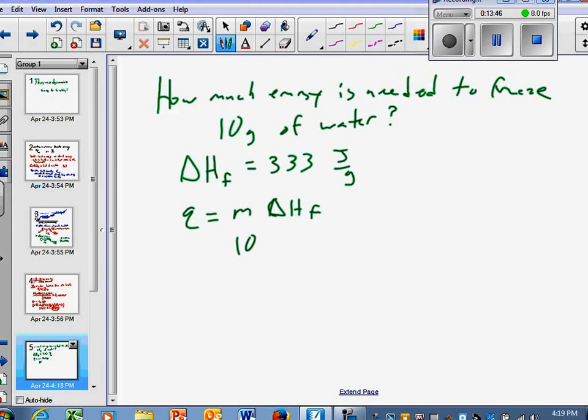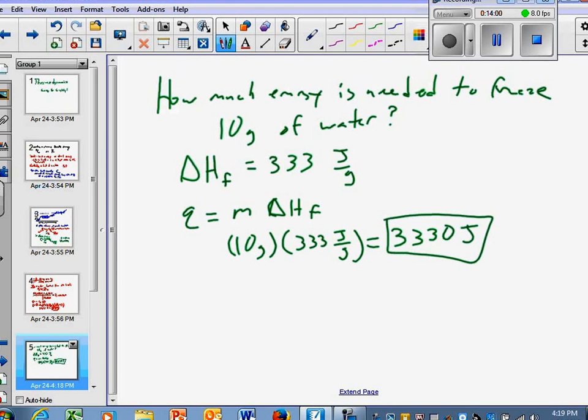Okay, the mass is 10 grams. The heat of fusion is 333 joules per gram. So it is going to take me 3,330 joules to melt that water. Okay, take a second, pause if you need to, make sure you understand what we did there. Okay, welcome back, if you paused.